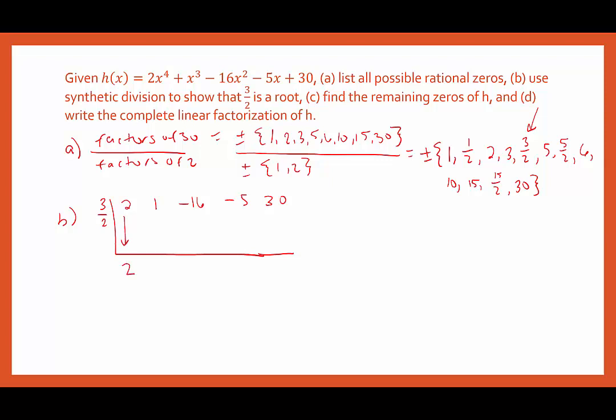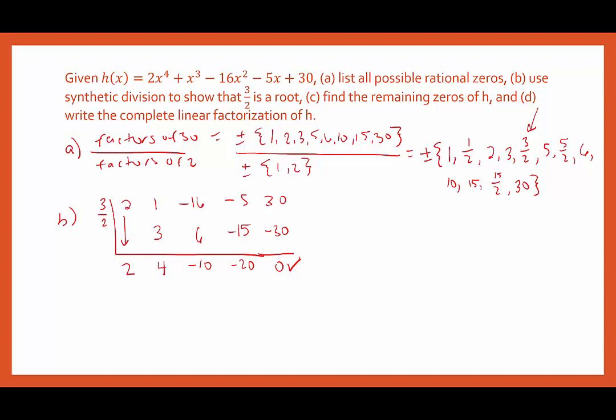Bring down the 2, multiply, 3/2 times 2 is 3. 1 plus 3 is 4. Multiply, 3/2 times 4 is 6. And that would be negative 10 when we add. This would be negative 15. This would be negative 20 when we add. When we multiply here, this is negative 30. And there's that 0 that we're looking for. So that confirms that 3/2 is in fact one of the zeros.